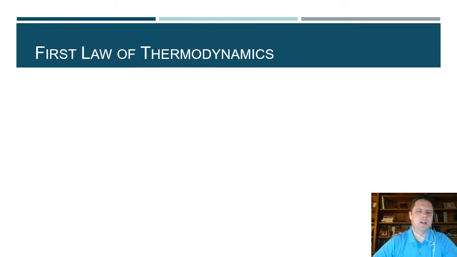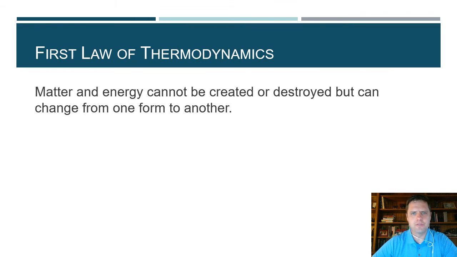So let's talk about the three laws of thermodynamics. The first law of thermodynamics is that matter and energy cannot be created or destroyed, but can change from one form to another. This is a real problem for naturalists who don't believe that there is a God, because the big question that we can pose to them is, well, then how did we all get here? What started all of this? If matter and energy cannot be created or destroyed, but only change from one form to another, then there is no natural process by which you can explain the origin of everything.